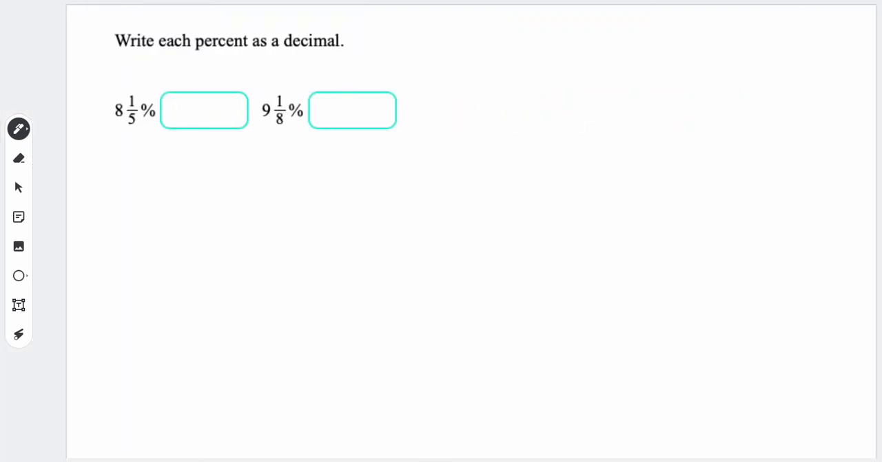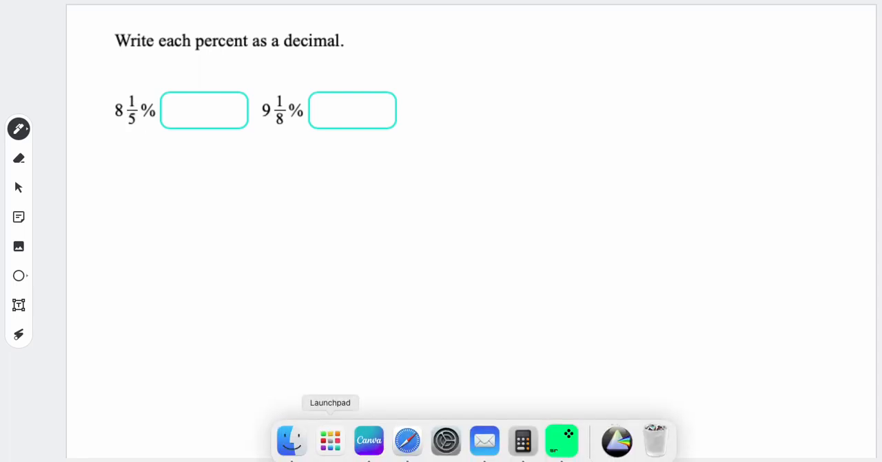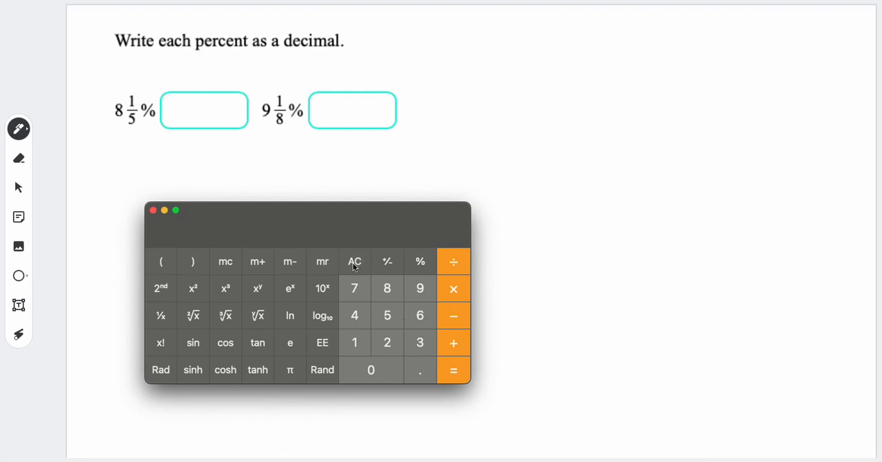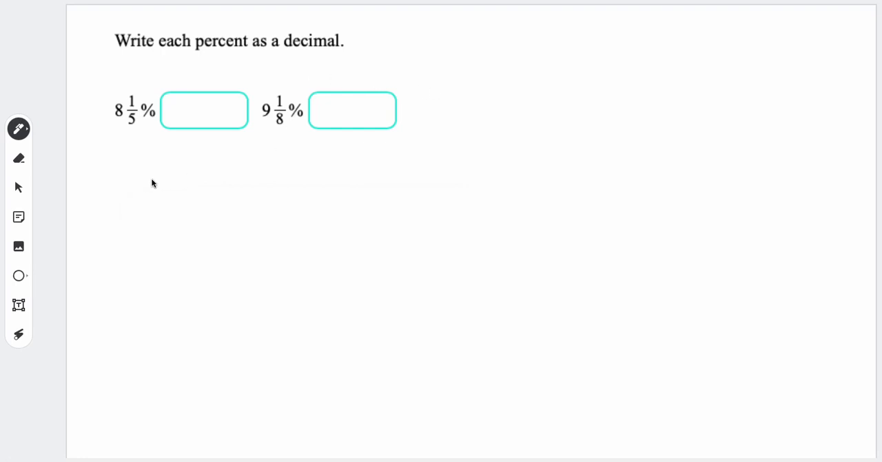Let's see if we have another. Yes, we do. All right, we're going to write each percent as a decimal. So first we have to convert this to a decimal. 1 divided by 5 equals 0.2. So this becomes 8.2%. We're still not done. That means out of 100, so we have to say 8.2 divided by 100, which moves the decimal place over 2 spaces. So that would equal 0.082 is your decimal.